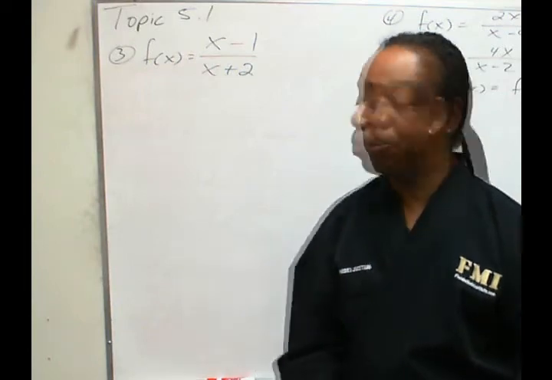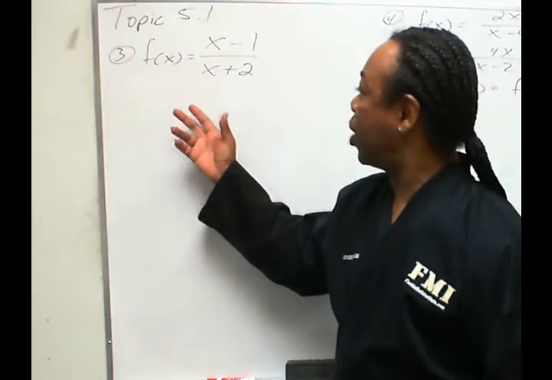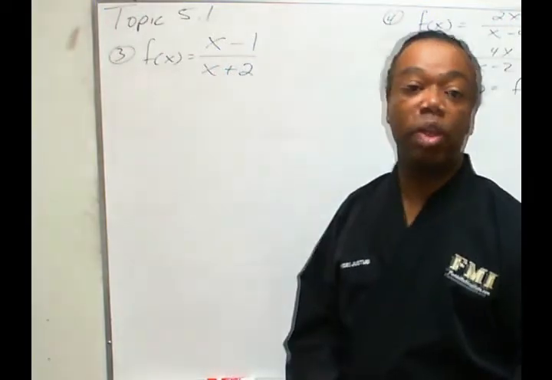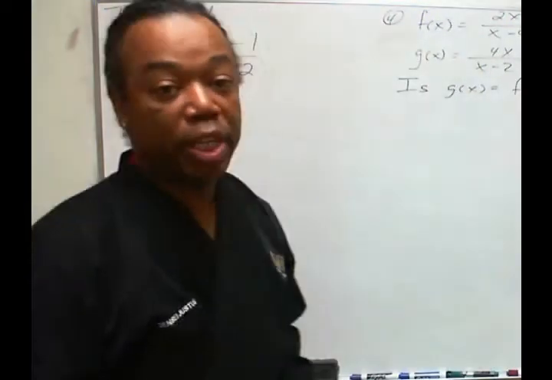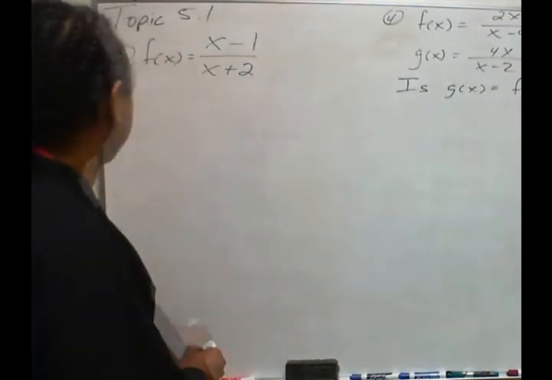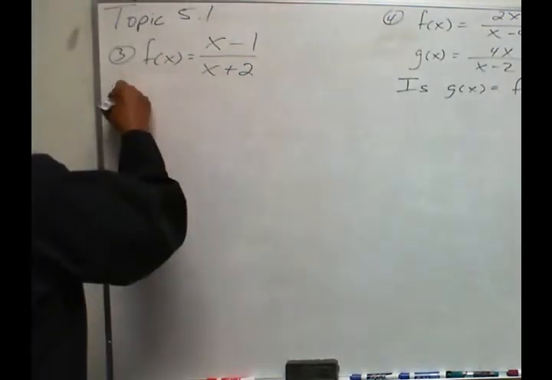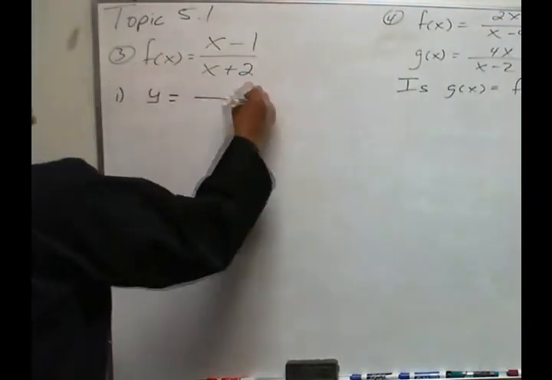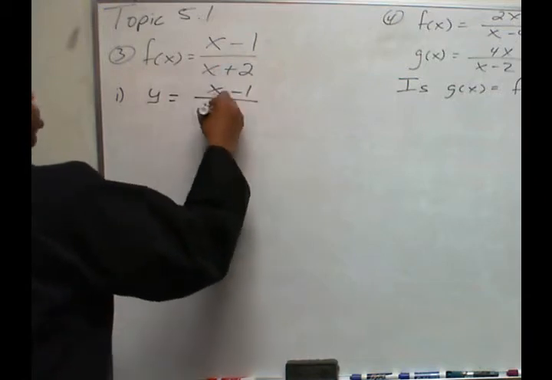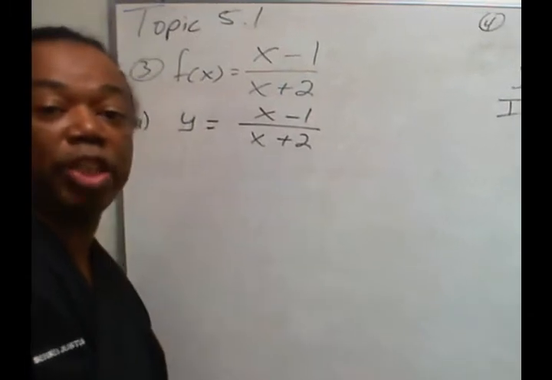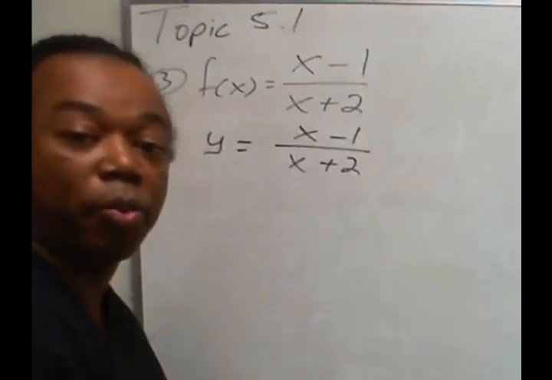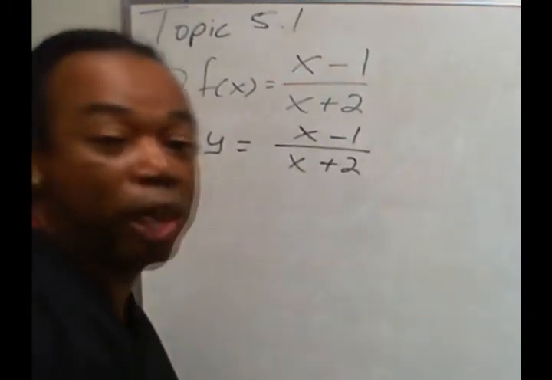Topic 5.1. For this problem right here, we're going to find the inverse function. To find the inverse function, it requires 4 steps. Step 1 is to change the f of x to y. Step 2, exchange all the x's and y's. In other words, all the x's become y's and all the y's become x's.